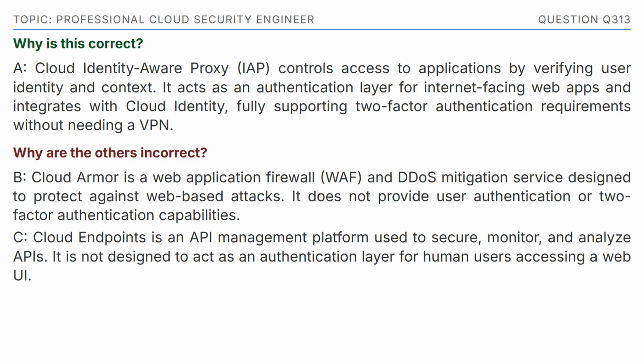B. Cloud Armor is a web application firewall, WAF, and DDoS mitigation service designed to protect against web-based attacks. It does not provide user authentication or two-factor authentication capabilities. C. Cloud Endpoints is an API management platform used to secure, monitor, and analyze APIs. It is not designed to act as an authentication layer for human users accessing a web UI.